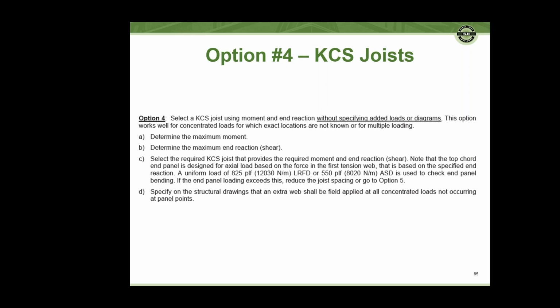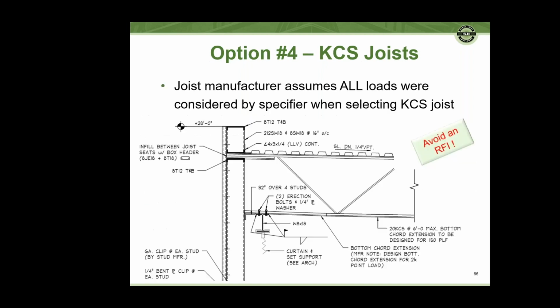Option 4, KCS joist. Tim already talked about selecting KCS joist in the definition. Keep in mind that in the top line, it says KCS joists are selected using a moment and end reaction and shear, constant shear, without specifying added loads or diagrams. That's key. And also note that Tim already touched on this, but it does not preclude you from needing field-added struts at concentrated loads not located at panel points.